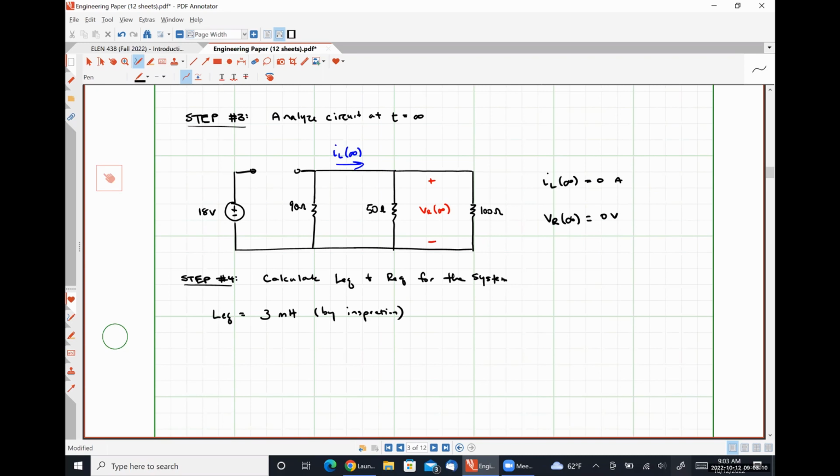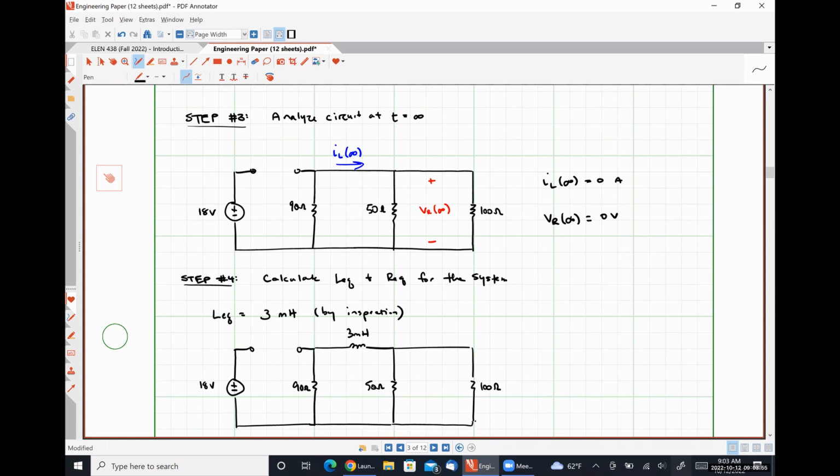So what we're gonna do is we're gonna use our Thevenin equivalent resistance rules here, okay? So during the transient condition, my circuit looks like this. Yeah, so this is what my circuit looks like, okay?